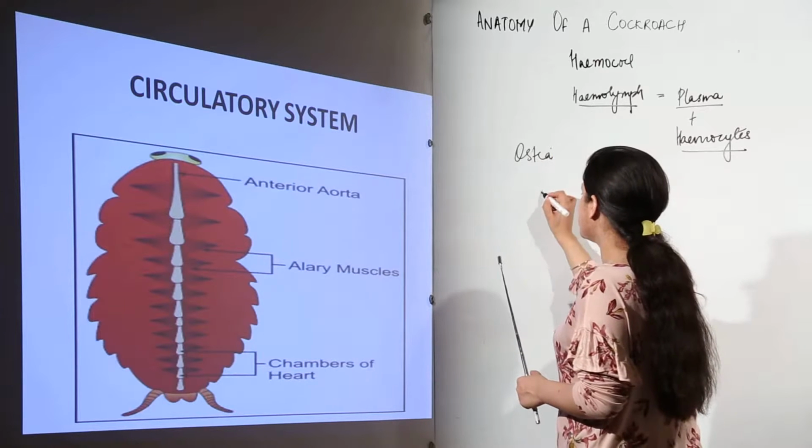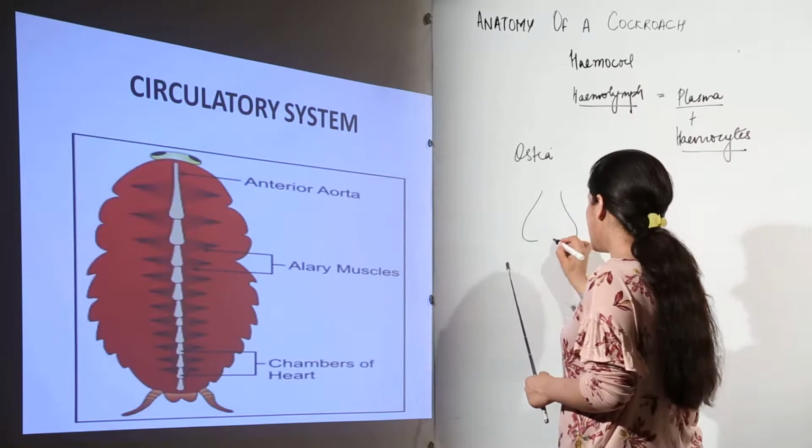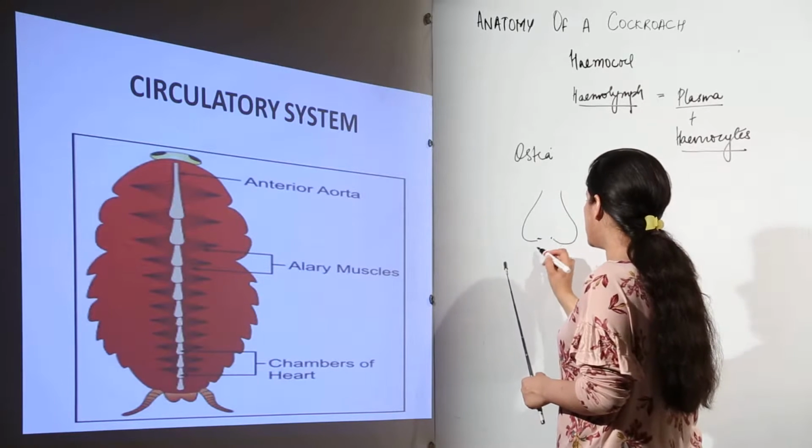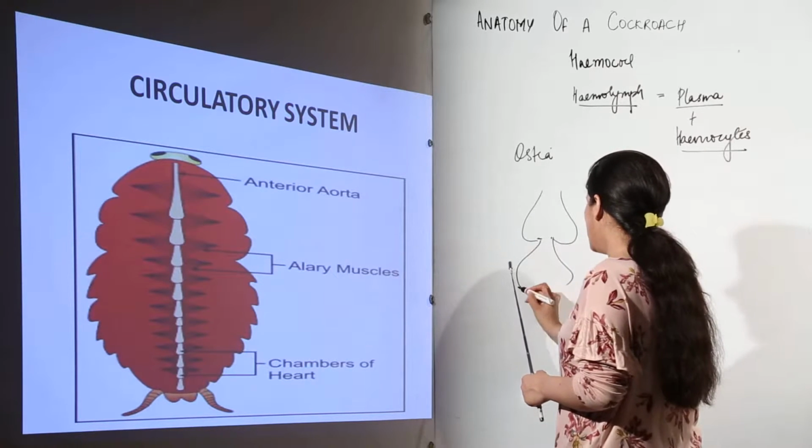Now, it is something like this. Supposedly, I am showing you heart like this. There would be an opening known as ostia, and then there would be the next heart.